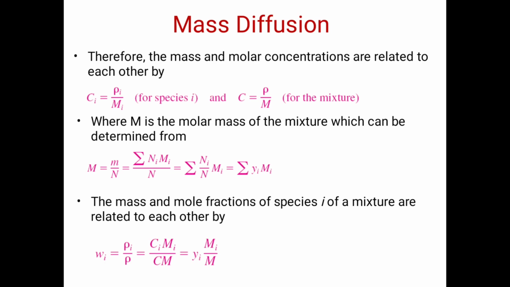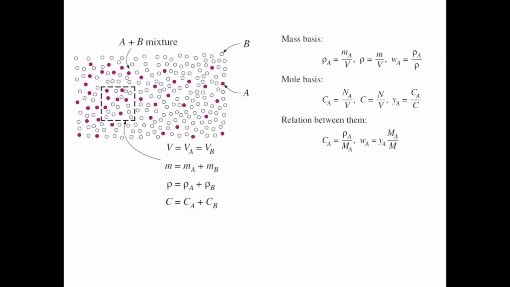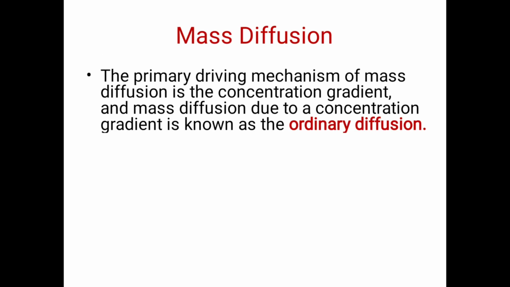The mass and mole fraction of species i of a mixture are related to each other: w is equal to y into Mi by M. Consider a mixture of both species A and B, A plus B, where the relations between mass basis and mole basis are derived.